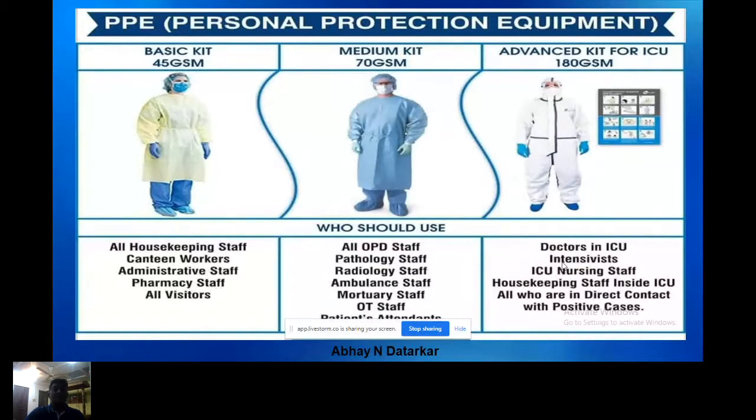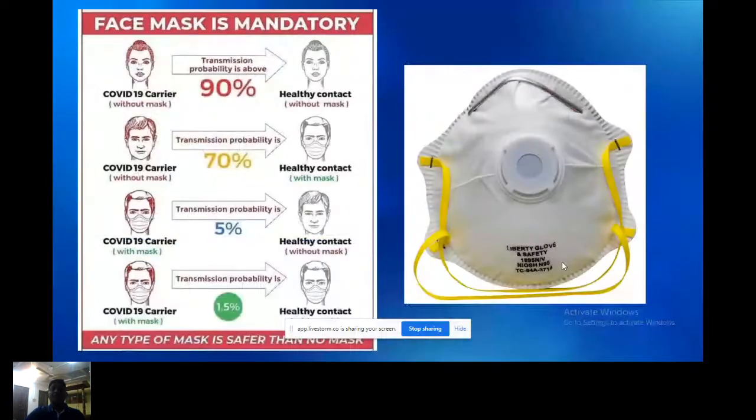Okay, so for the basic kit, 45 GSM cloth is used. We as dental operators have to use medium PPE equipment with a minimum of 60 GSM thickness. The advanced kit, as I told you, is used in the ICU or the COVID-19 wards, where the thickness of the cloth is 100 GSM. So the second one is recommended for us, the dental surgeons and dental healthcare providers.